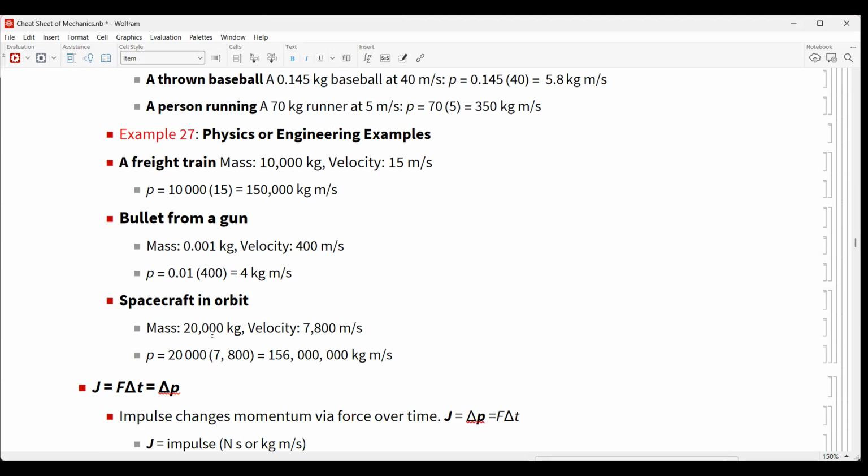Spacecraft in orbit: the mass of the spacecraft is 20,000 kilograms. Velocity is 7,800 meters per second. So its momentum is 20,000 times 7,800. So the momentum is 156 million kilogram meters per second.